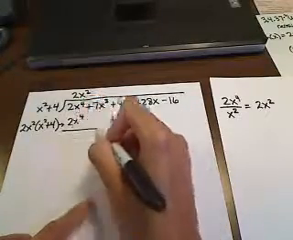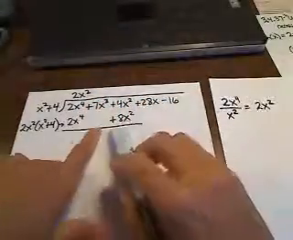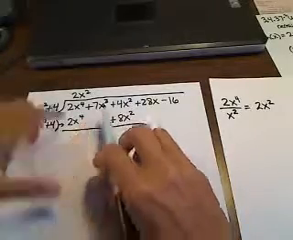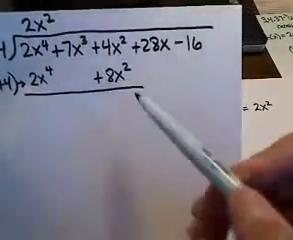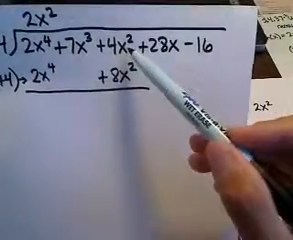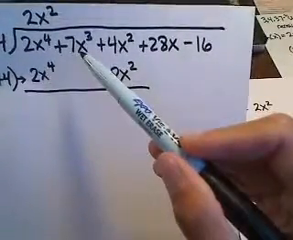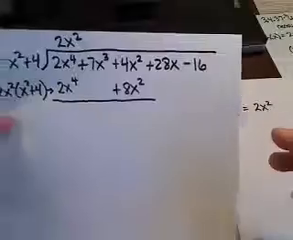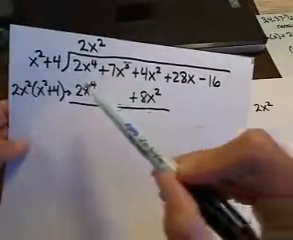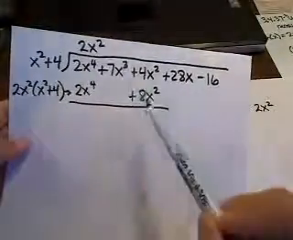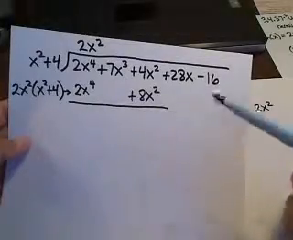And notice that I'm lining up like terms. I'm not writing the 8x squared right here because it can't see it real well, but the 8x squared is a like term with the 4x squared, not the 7x cubed. Okay, so when I distribute the 2x squared here, I'm actually lining it up with its like term.